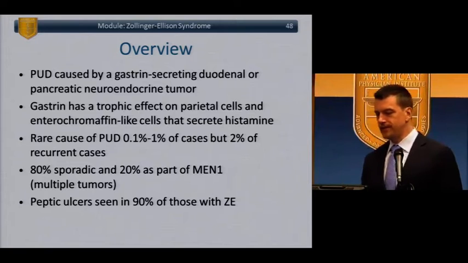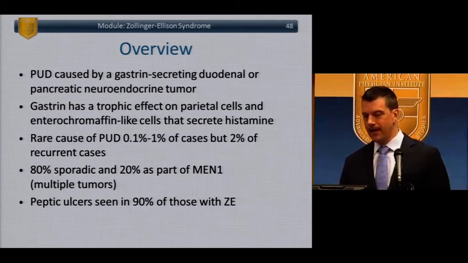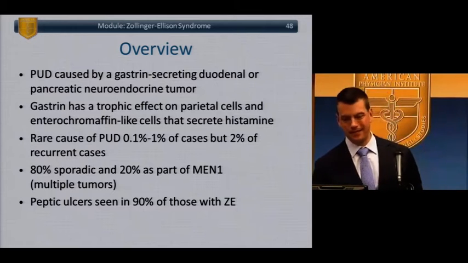In overview, this is peptic ulcer disease caused by a gastrin-secreting duodenal or pancreatic tumor. The gastrin has a trophic effect, and this can lead to some extra folds that you might see in a characteristic endoscopic appearance.